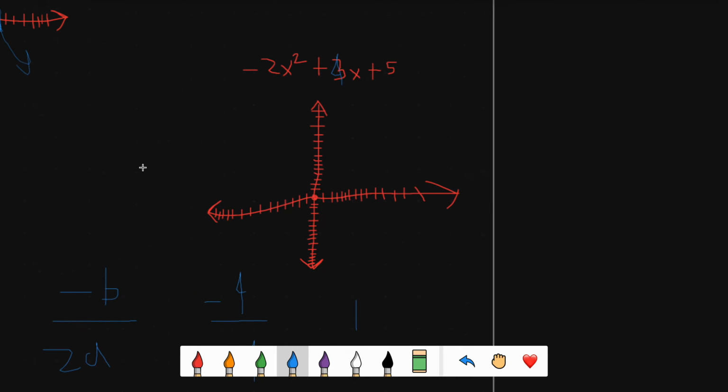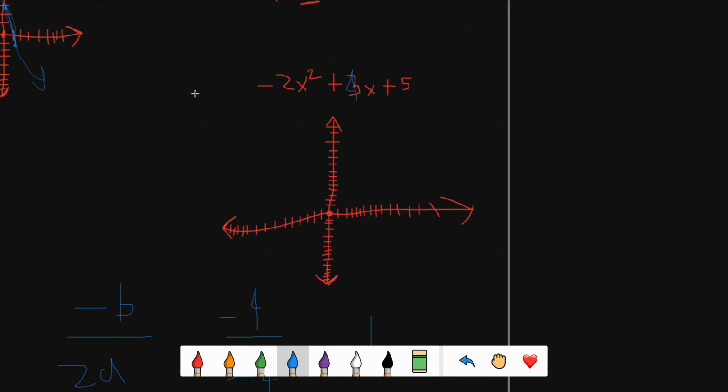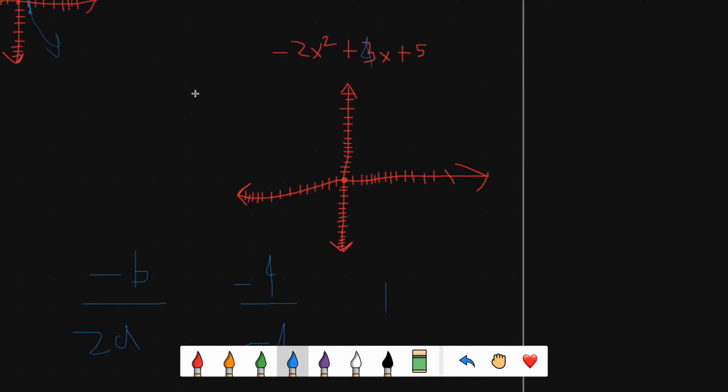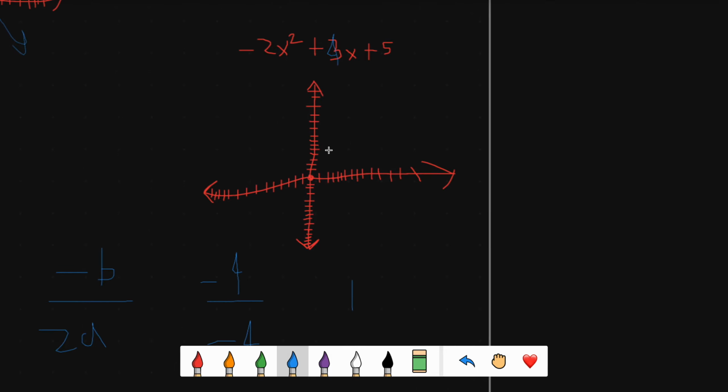So now we can plug in the values. 1 squared is 1. Minus 2 plus 3 is 1. 1 plus 5 is 6. So let's go to 1, 6, on the graph. And this will be the vertex, isn't it? Yep, it's true.